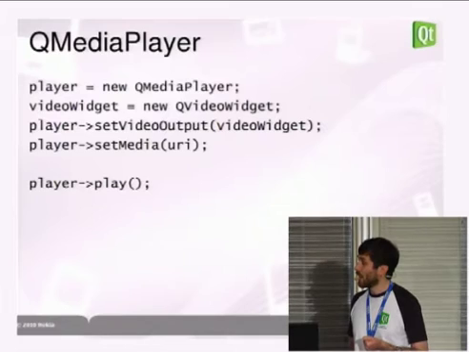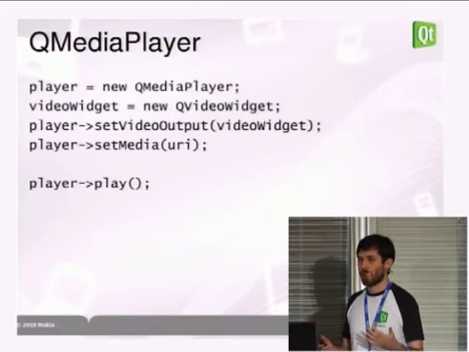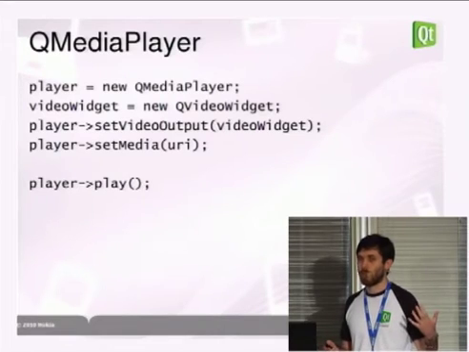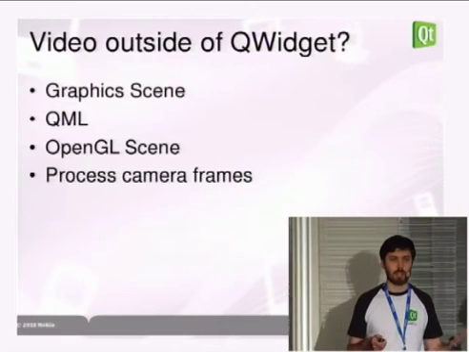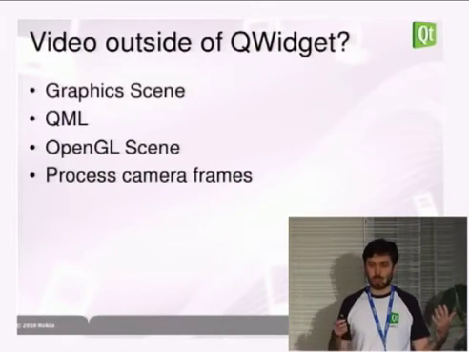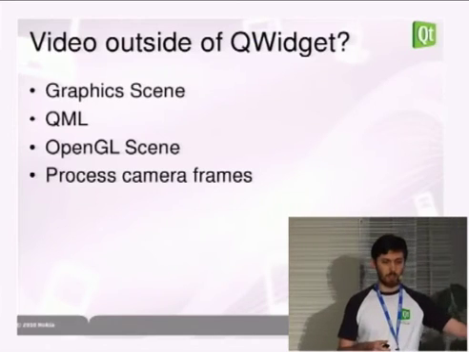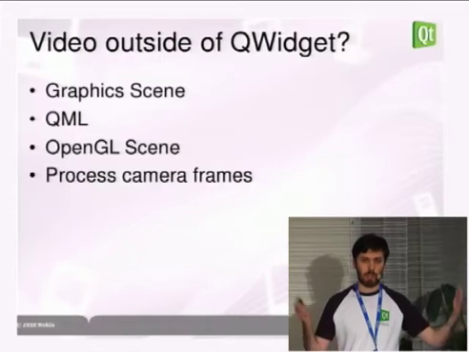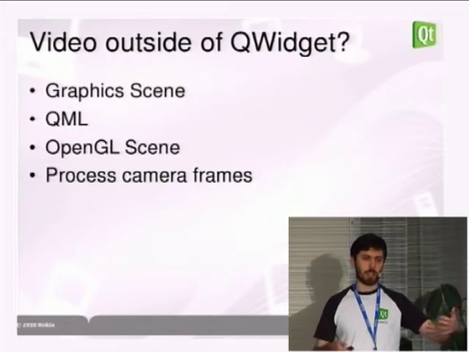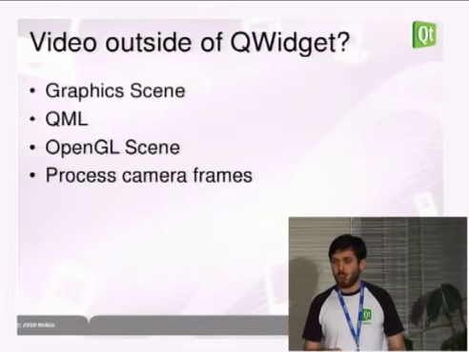But quite often we would like to have video not just on a widget, but somewhere else. For example, it could be a graphics scene or QML, well, it's related. Or we would like to have video displayed in our OpenGL scene. For example, we could have some scene of a theater with real video playing in your OpenGL.